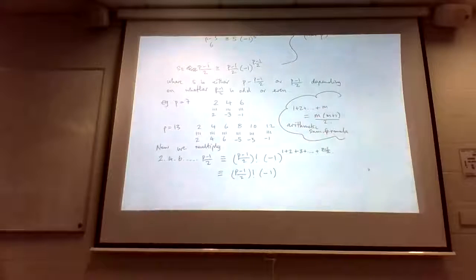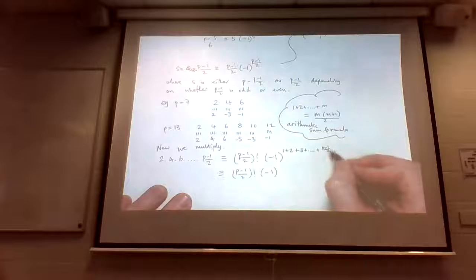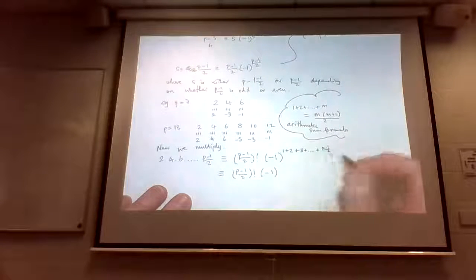Any series which increases by a fixed amount each time, here 1, but any fixed step size, you can always write down a nice summation. So that's what we've got here. So we can write this down. Now, what's our final number? Our final number is p minus 1 over 2.